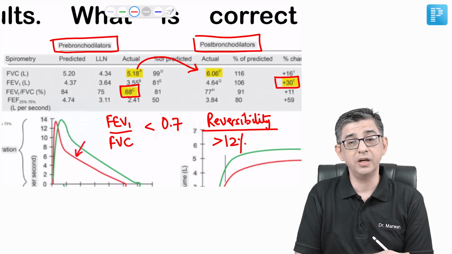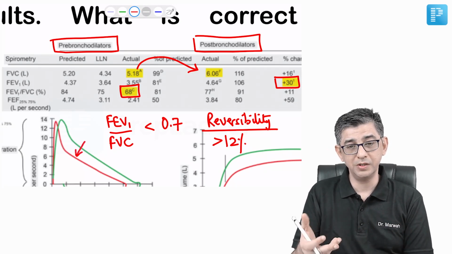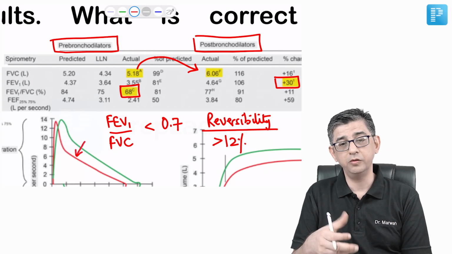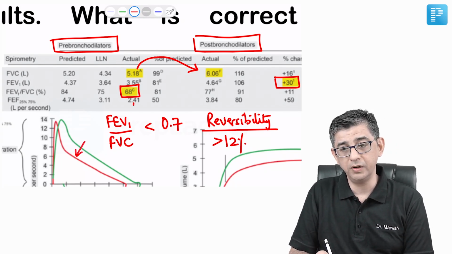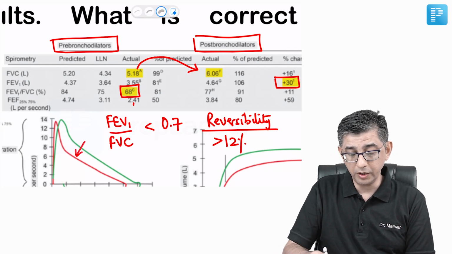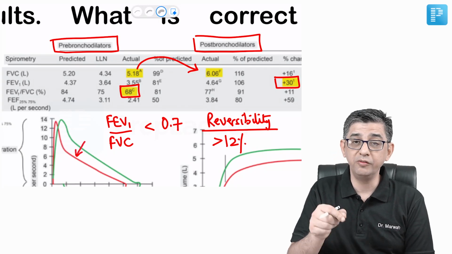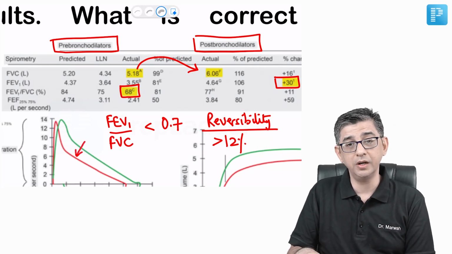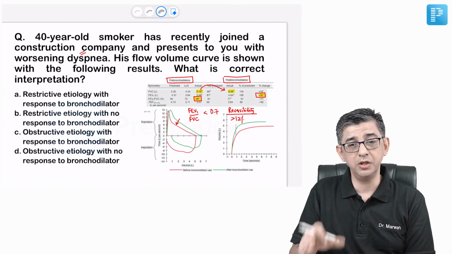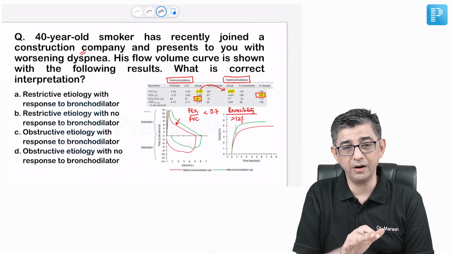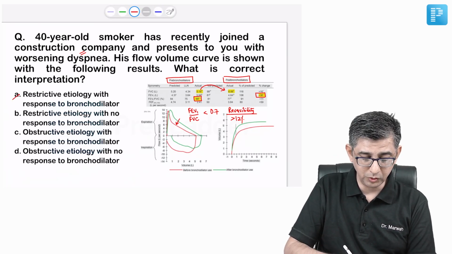But in this particular case, there are multiple pointers towards obstructive airway disease per se. One is the shape of the flow volume curve, FEV1/FVC ratio less than 0.7, a dramatic increase going up to as much as 30%, and even an increase of FVC, which is not going to be increased in restrictive airway disease. So this means that this construction company thing that was given was a distraction. This rules out restrictive pathology with respect to this question.